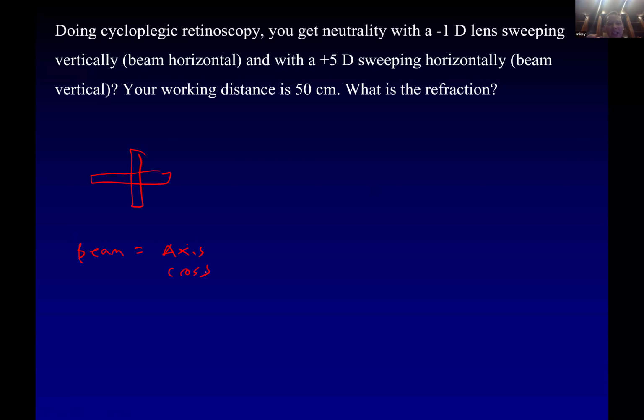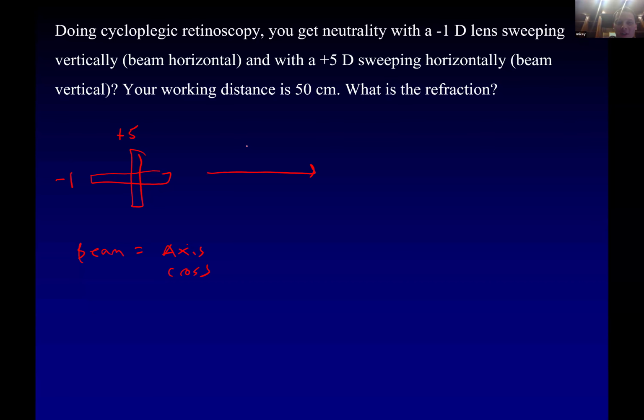In this case, my beam is horizontal and it's -1, so I'm going to put -1 at the horizontal beam there. And then when my beam is vertical, it's +5. So even though I'm sweeping vertically, my beam is horizontal, so I'm going to put that on the horizontal part of the axis cross. And then I'm sweeping horizontally, but my beam is vertical, so I'm going to put that on the vertical part of the axis cross of the glasses.